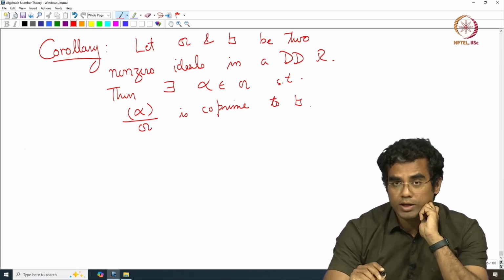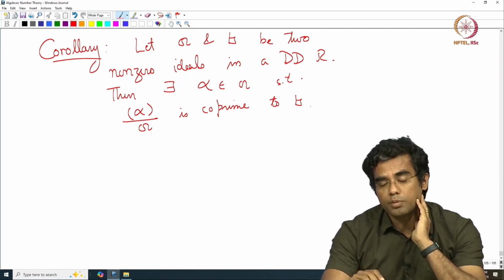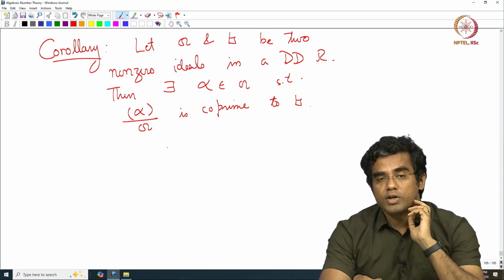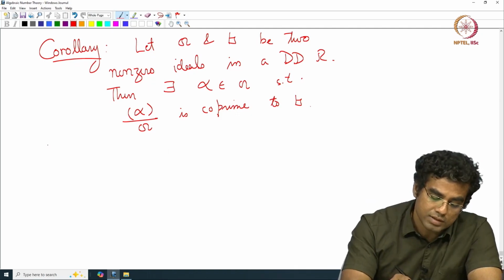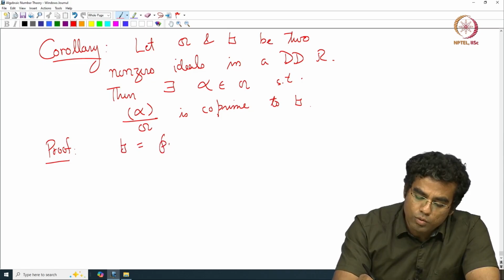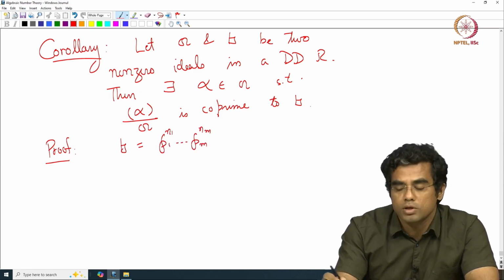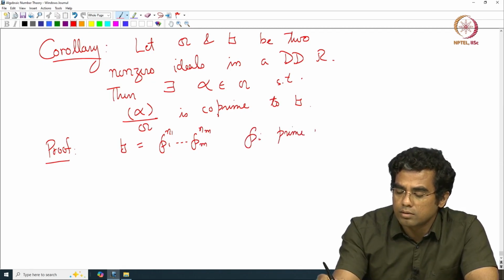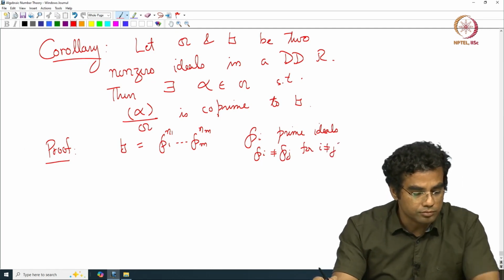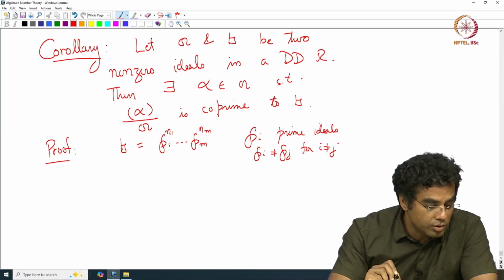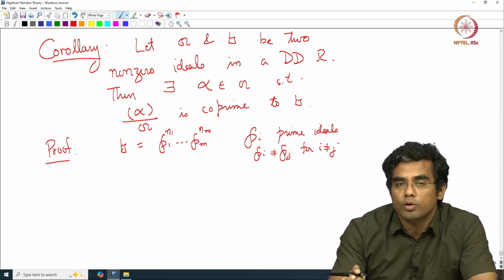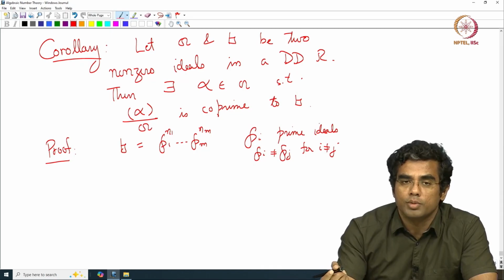Notice that in this corollary we are not assuming that A is not B. A could be equal to B and still you can find an element alpha in A such that alpha by A is co-prime to A. It is a very nice application of this. So, let B be P1 to the N1 up to Pm to the Nm. Here the Pi are prime ideals, Pi is not equal to Pj for i not equal to j, and so this is a prime factorization. Each of these Pi may or may not divide A; I am not assuming anything about A and B.